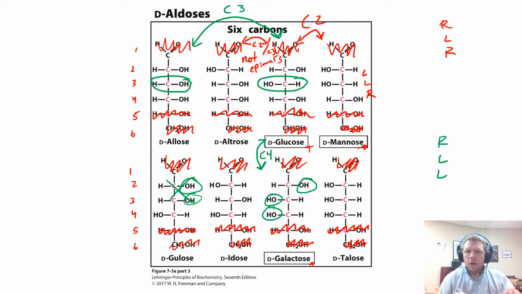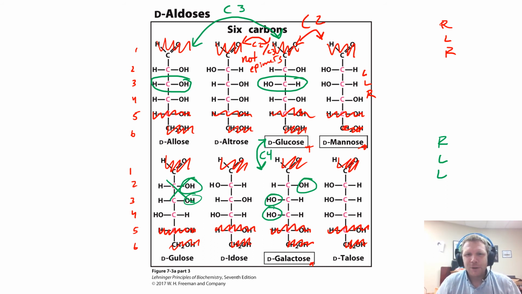Now, I'm not going to go through every single example here, but I want you to be able to recognize these, and I would recommend using the same sort of system, this RLL or something that makes it simpler for yourself. This is the sort of thing that would be a good test question. What's the relationship between these sugars? Identify which are C4 epimers, which are C3 epimers. So I'm going to go ahead and end here.